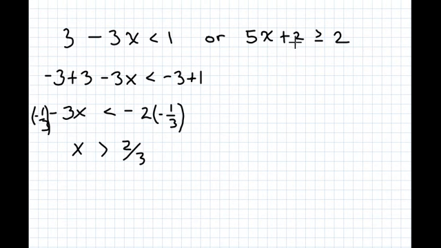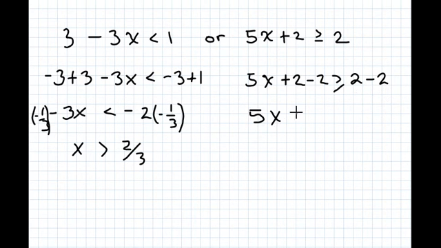So let's subtract 2 from both sides. So we end up with 5x plus 2 minus 2 is greater than or equal to 2 minus 2. So this is going to end up reducing down to 5x is greater than or equal to 0. And when we multiply through by 1/5 to both sides, which I guess I'll just do right here, we end up with x is greater than or equal to 0.